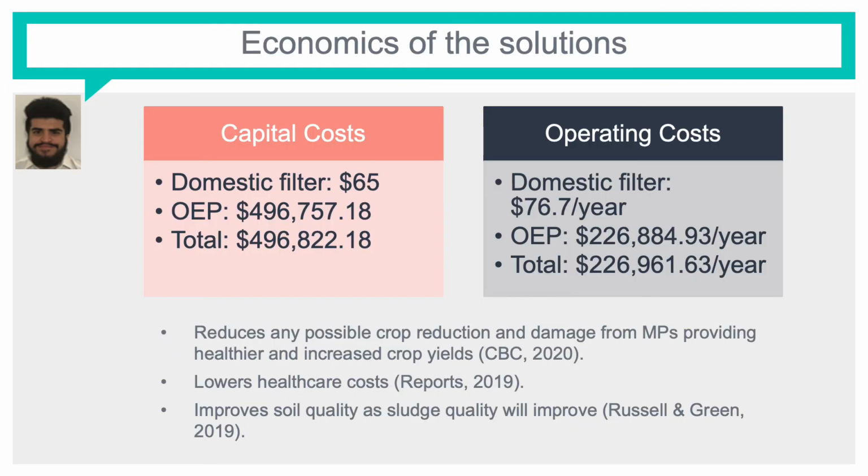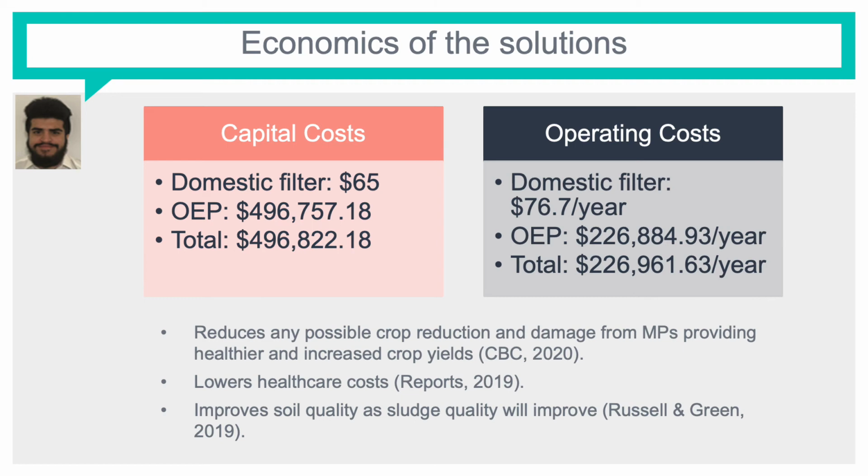Moving on to the economics of our solutions, the capital costs for both the solutions will be $496,822.18, while the operating costs will be $226,961.63 per year. For both these solutions, there will be a reduction in any possible crop reduction and damage from the microplastics, which could provide much healthier and increased crop yields. This would ultimately lead to the crop selling prices being much lower.